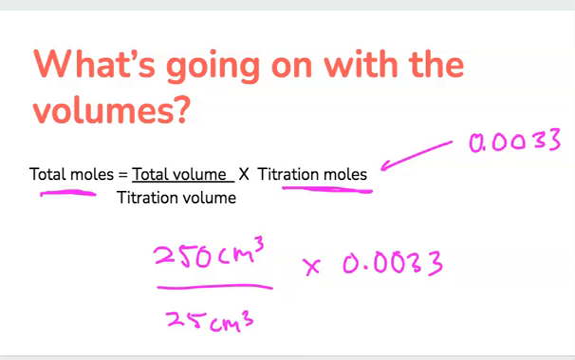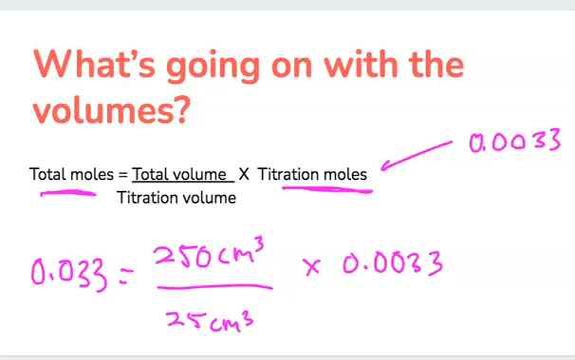So the titration moles will also be 10 times bigger, and it'll work out as 0.033 moles of sodium carbonate in that total volume of solution. And this is what I mean about if you've got nice numbers, you might not need to go through and organise your working like this. You can just see that it'll be 10 times the titration moles. But if you get a weird volume like 250 centimetres cubed for the total volume and, say, 11.2 centimetres cubed for the titration volume, it's good to have this to fall back on.